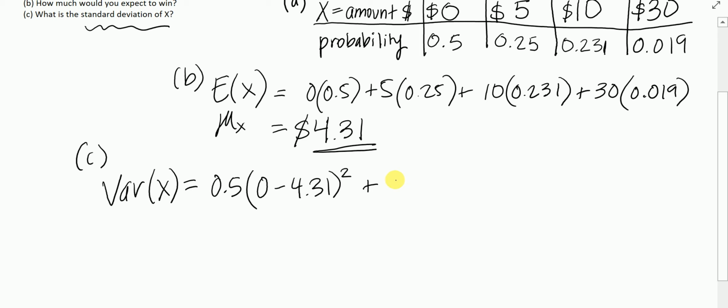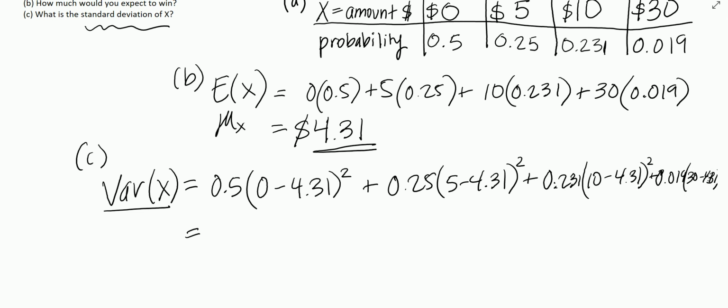plus my next one. So 0.25 times 5 minus 4.31, and then squared, etc. So I'm going to write all of that. And then once you have that answer, so once you plug in that whole shebang to your calculator, that will get you the variance. And once you're done with that, you are going to square root your answer to get the standard deviation.